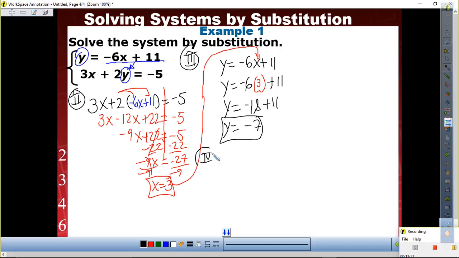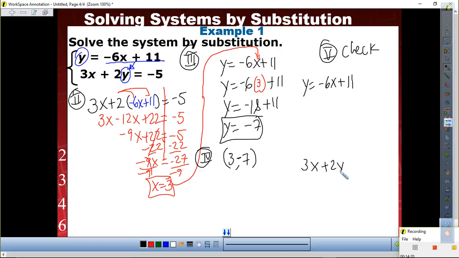So step 4, possible solution. Which is? 3, negative 7. That's our possible solution. So, everyone, step 5: check for both equations. So I'm going to write y equals negative 6x plus 11, and the other one underneath because it doesn't fit on the side: 3x plus 2y equals negative 5. So this is x, this is y. X is 3, y is negative 7.